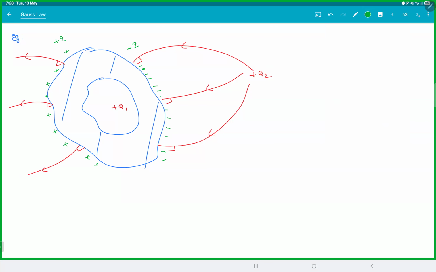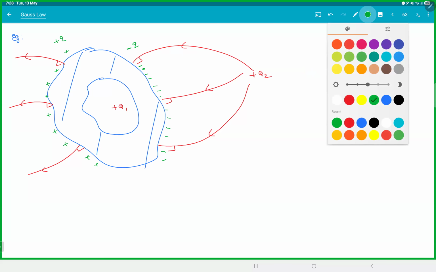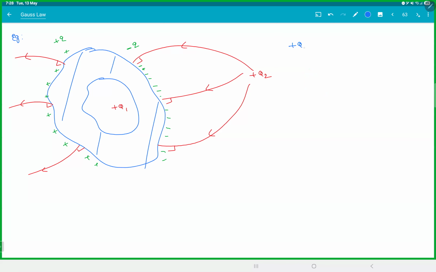Now, did you observe one thing? Not a single field line from outside will enter the cavity. Vice versa, right? If I put you in a room which is soundproof, no matter how much I shout inside, you can't hear. You also can't hear, right? If I can't hear you, you also can't hear me. So here the plus Q2 and its induced charges.